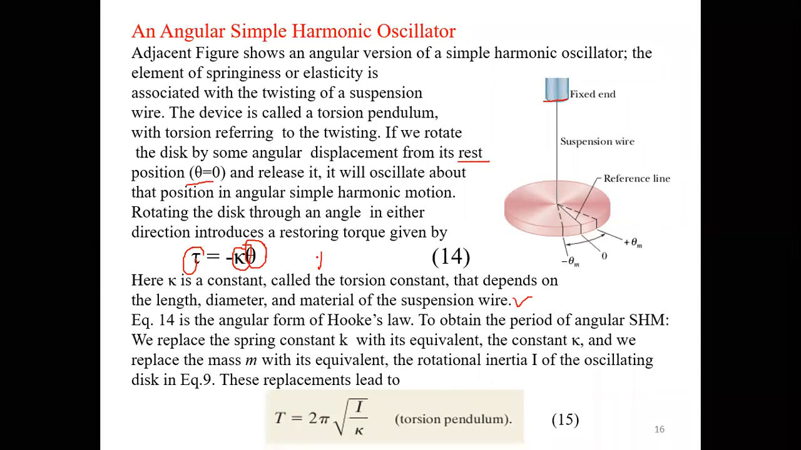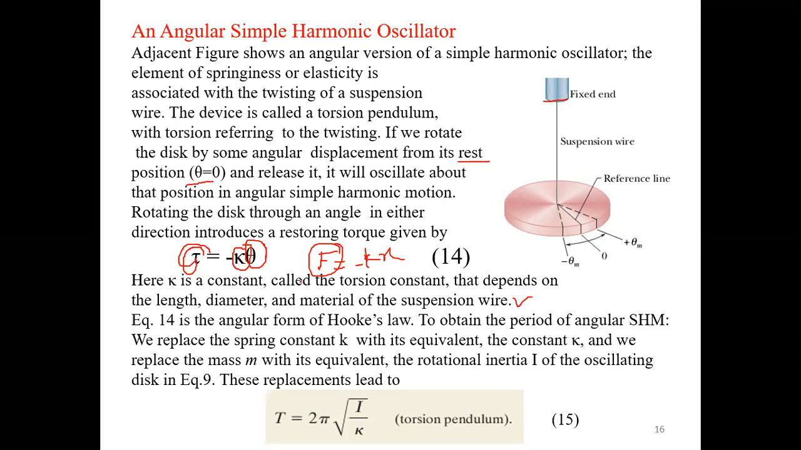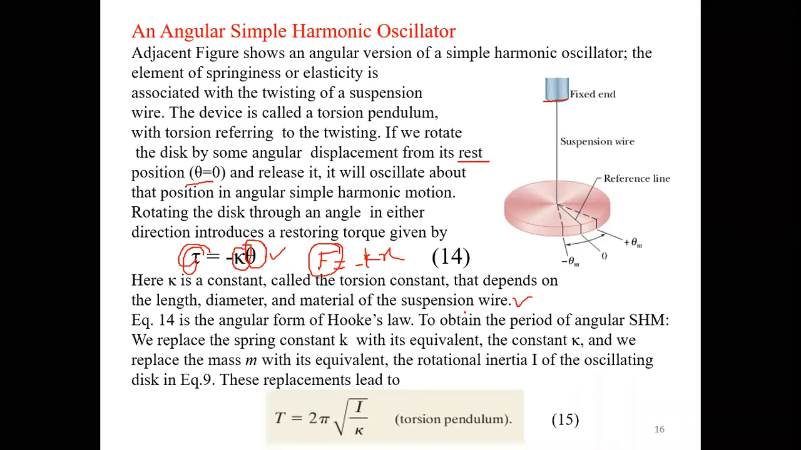Previously, we have seen that for the linear oscillator, F was minus kx, where k is a constant and x is the linear displacement. Now, in the angular case, force is analogous to the torque tau. So we can call it the angular version of Hooke's law. To obtain the period of an angular simple harmonic motion, we replace the spring constant k by kappa, and the mass by the moment of inertia. We replace m with its equivalent, the rotational inertia I.